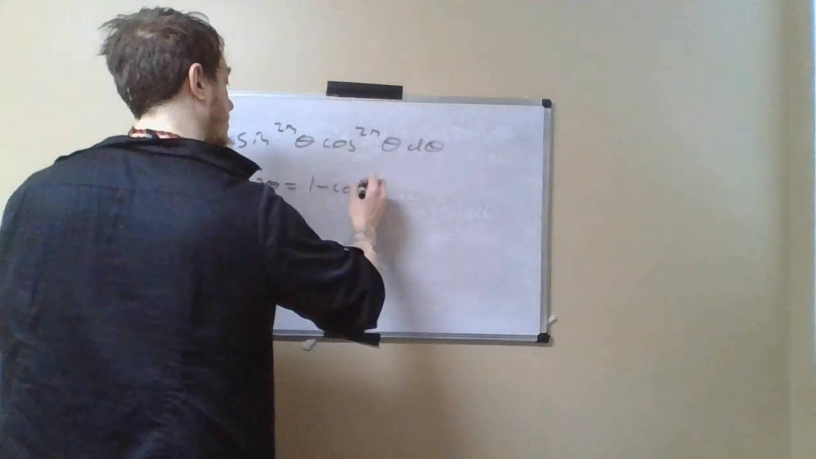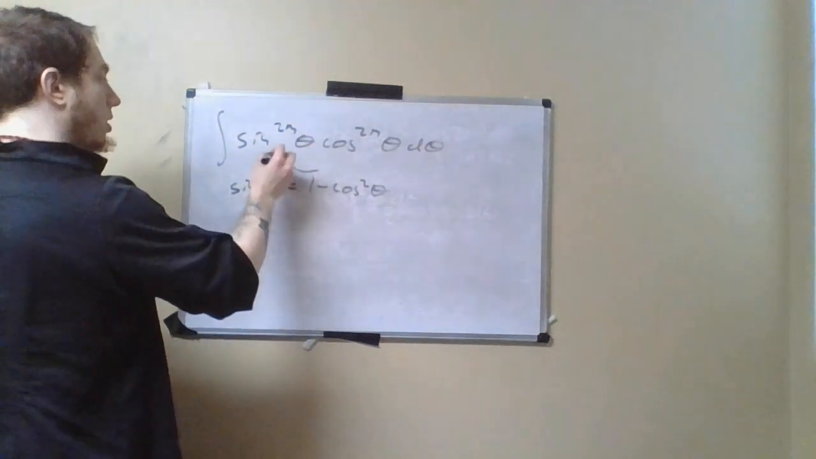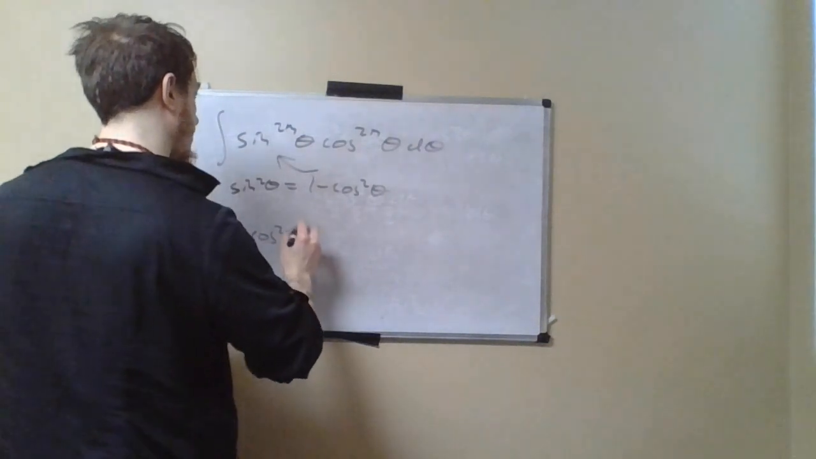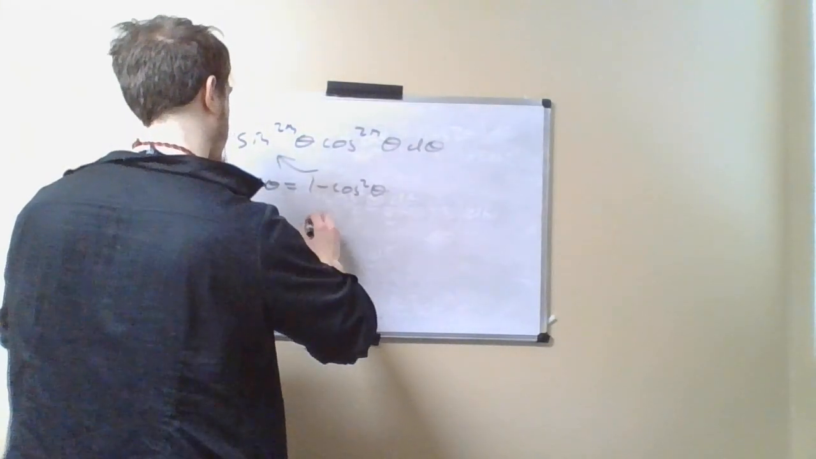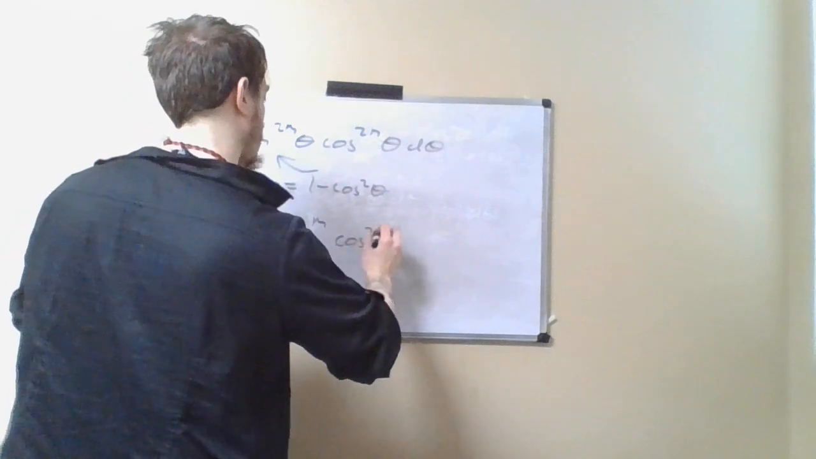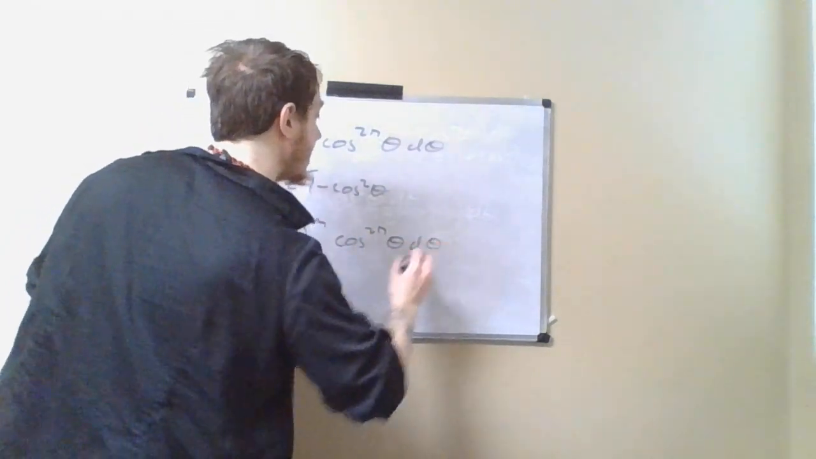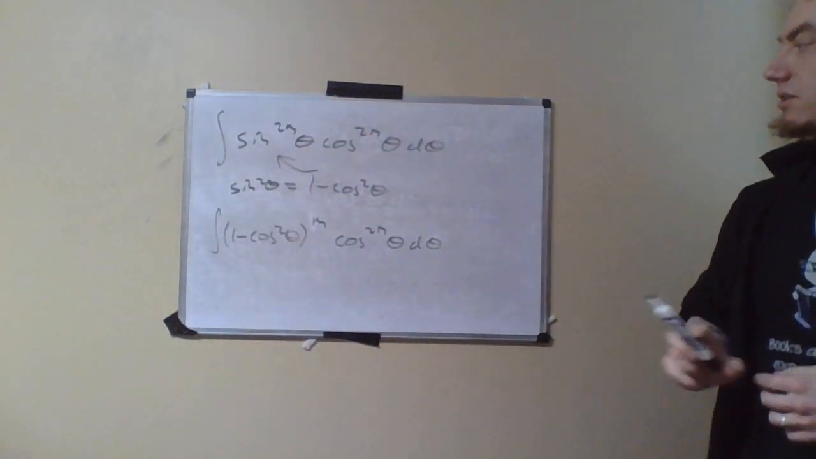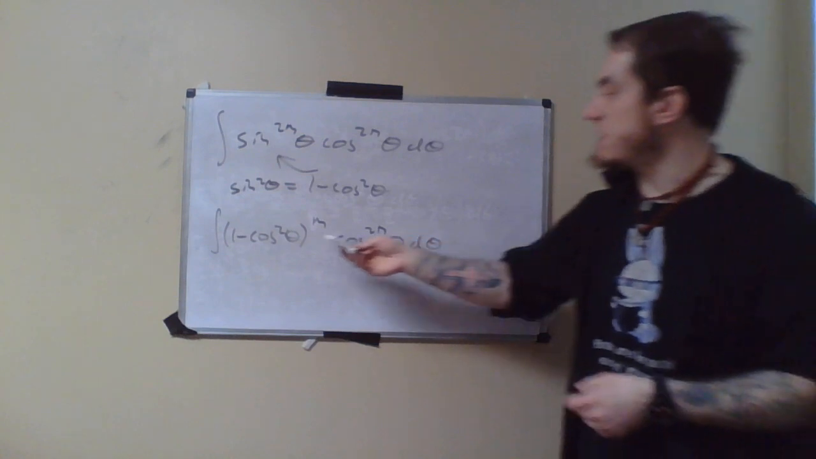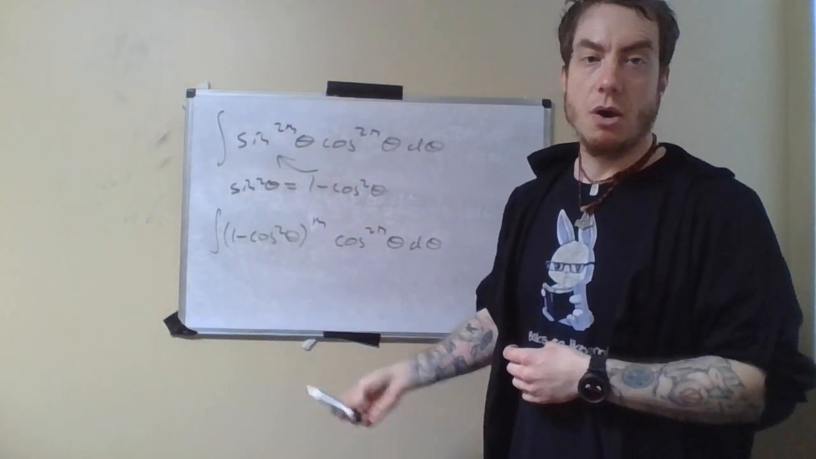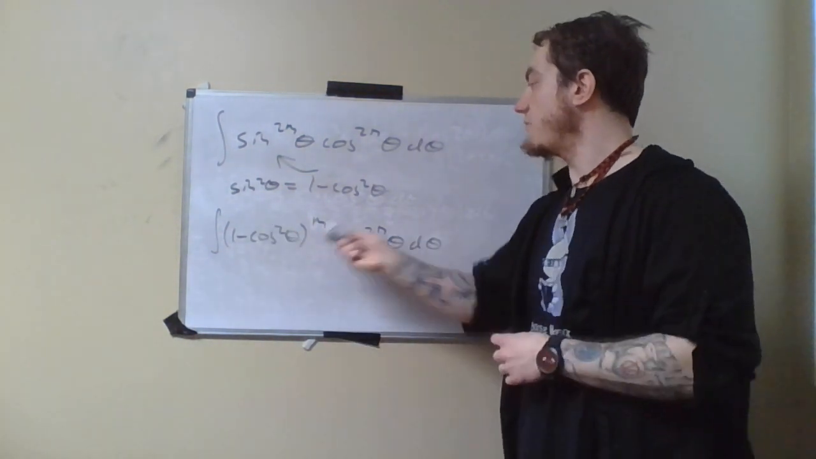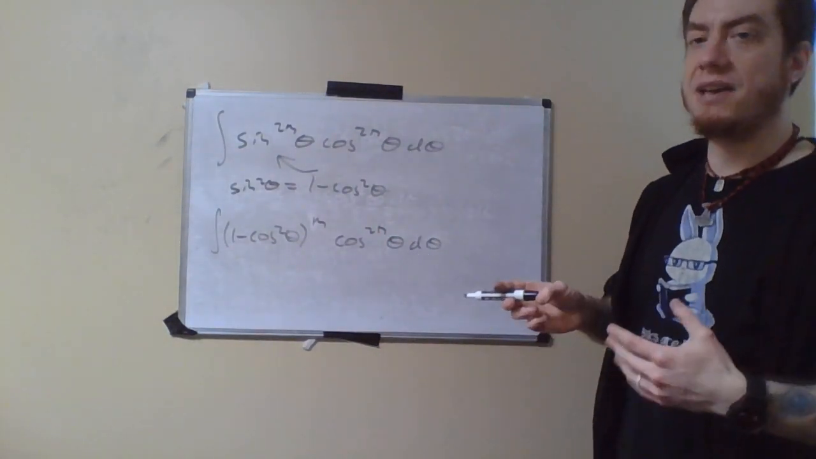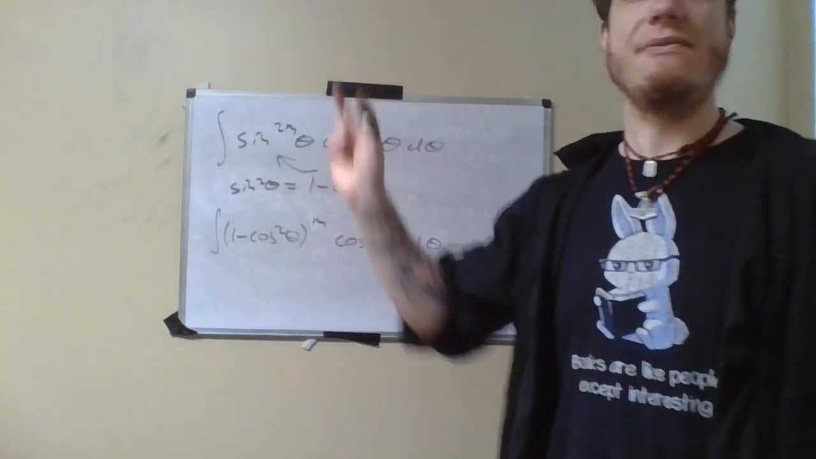1 minus cosine squared theta, plug that in here and write this as the integral of 1 minus cosine squared theta to the m, cosine to the 2n theta d theta, and see what you can do from that point on to simplify this by dealing with the even powers of cosine. Because when you expand this out, what you will end up with is a bunch of stuff, all of which is an even power of cosine. And then you can apply the identity for cosine squared to get that to be simpler.